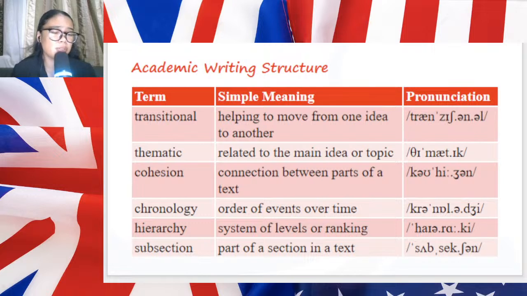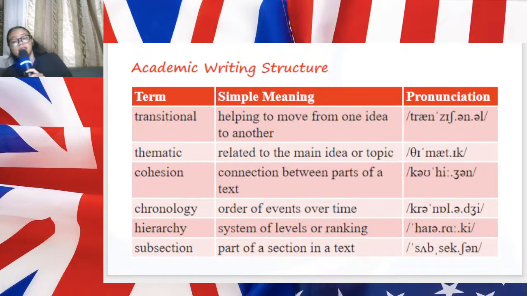This refers to the organized way we build our essays, our reports, and other formal papers. You can think of it as the blueprint of your writing. Just like a house needs a strong structure to stand, your academic writing needs clear, logical structure to make your ideas easy to follow and to be understood, because organization is key to clear communication and achieving a good score for IELTS. So this is academic writing structure.